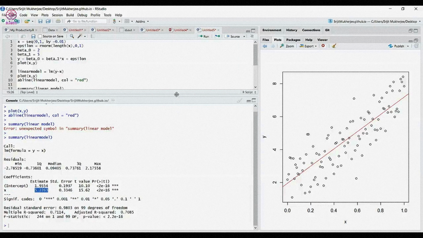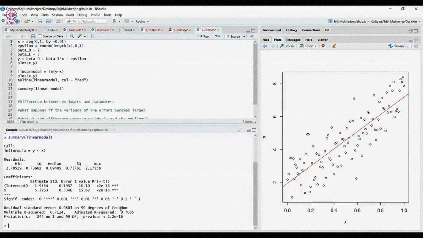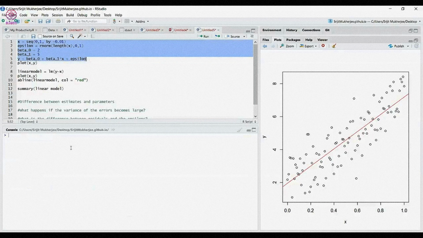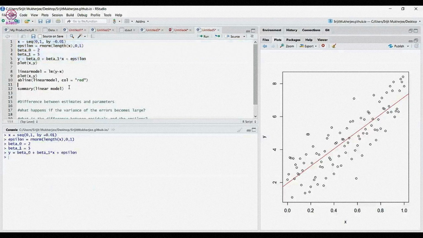Multiple R square is actually the square of the correlation that you have seen. So you have understood that this beta naught hat and beta 1 hat are actually different from beta naught and beta 1. Okay, let's do another experiment. Let's do this again. And you will see that the beta naught hat will be changing. So beta naught hat is actually a random variable.